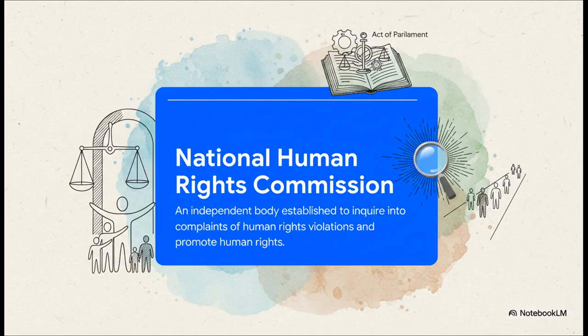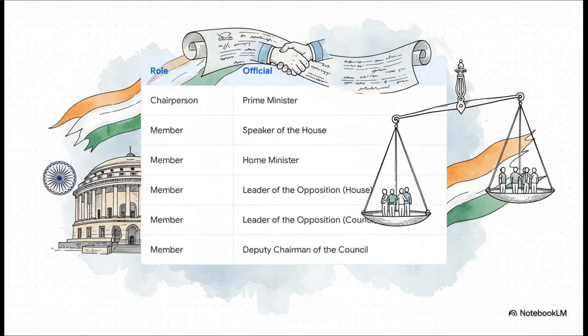Now, beyond the courts, there's also the National Human Rights Commission. It acts as a national watchdog, kind of like an ombudsman. Its whole purpose is to provide another, more accessible place for citizens to report human rights abuses, especially when public servants are involved. And to make sure it stays independent, its leadership is chosen by a high-powered, bipartisan committee.